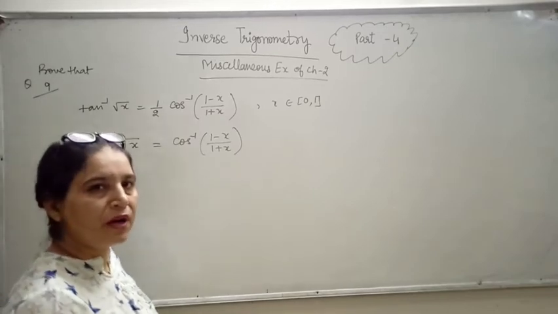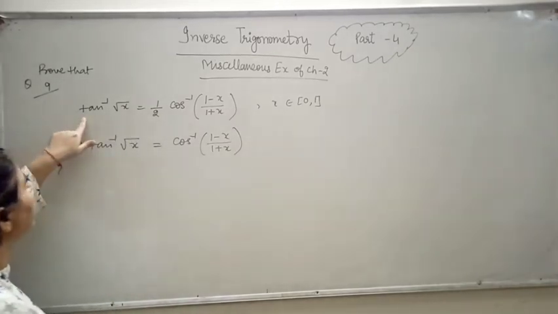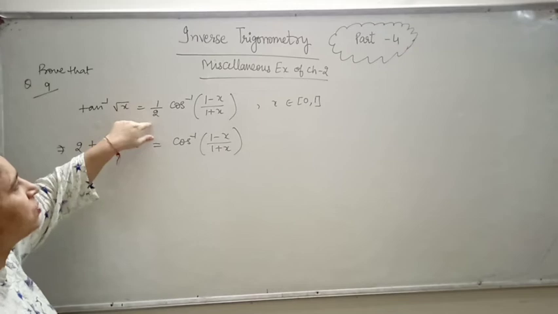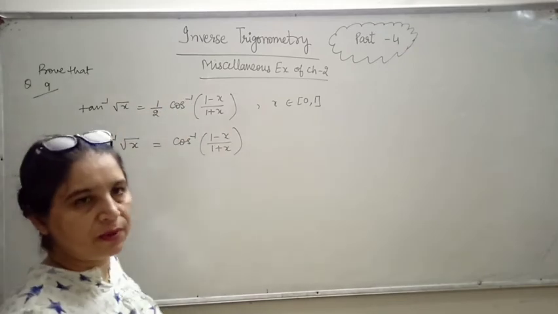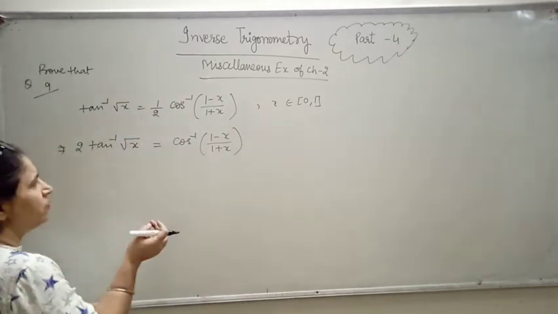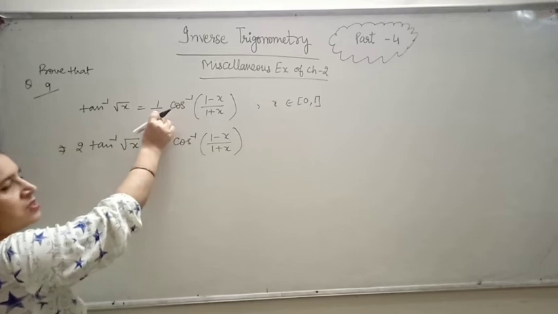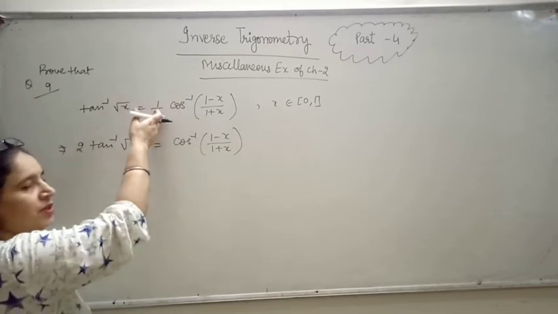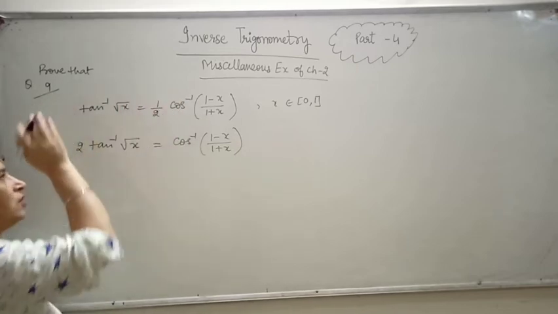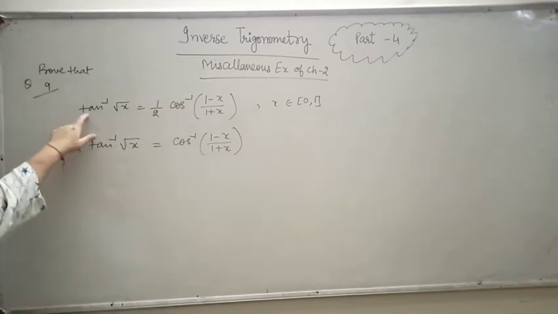Now here question number 9. In this you have to prove that tan inverse root x is equal to 1 by 2 cos inverse of (1 minus x) upon (1 plus x). So I have taken this 2 which is there in the denominator on the right side to the left hand side and multiplied it with this.